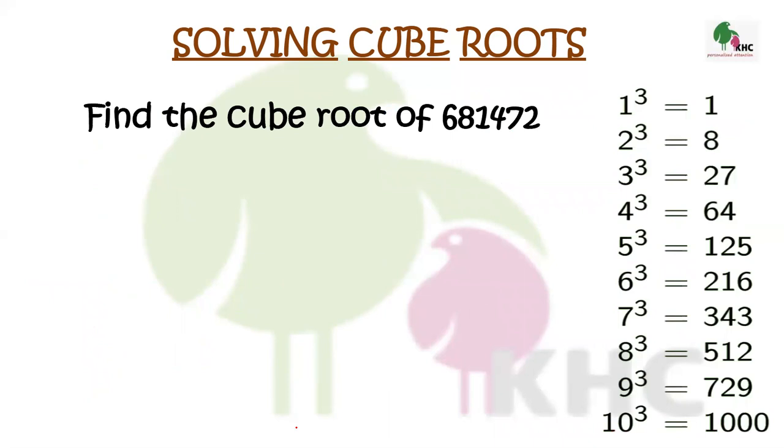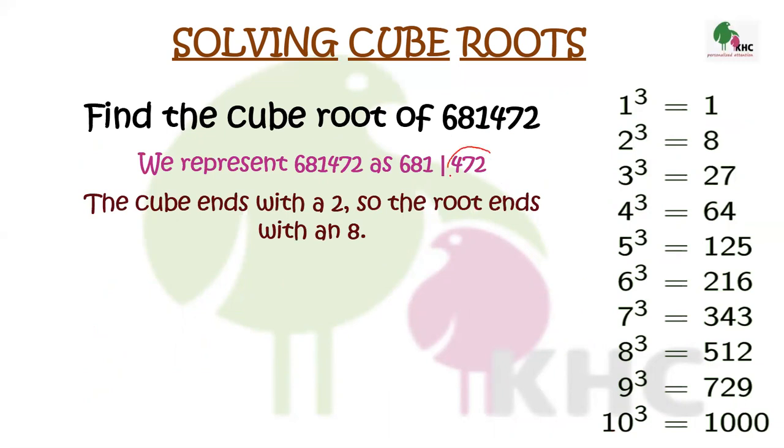Find the cube root of 681472. Now you put a slash first of all. Now you see that the number ends with 2. If the cube number ends with 2, the cube root number will end with 8. So 8 is the units digit of your answer.